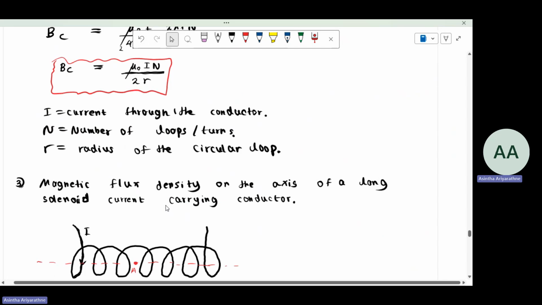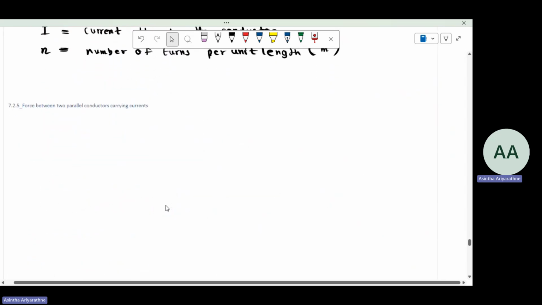So today we'll focus on what happens if there are two parallel current carrying conductors kept close together. Let's see what happens there. So, force between two parallel conductors carrying current.